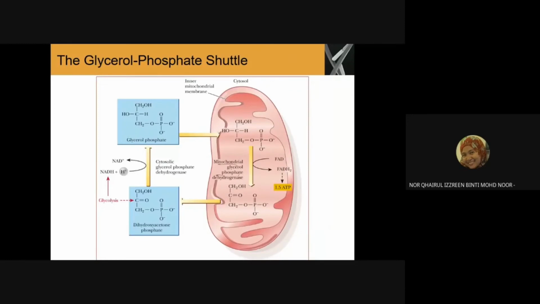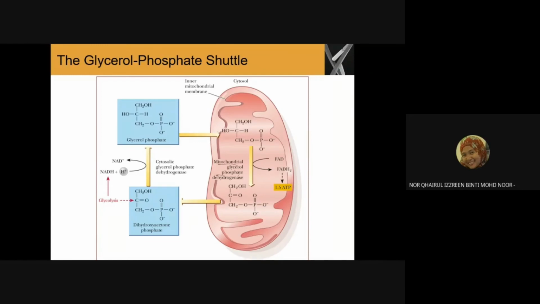This is the cytosol, here outside, and this is the mitochondria. NADH cannot cross the membrane. So what happens is NADH plus H plus becomes NAD plus. Where's the electron? This reaction is coupled with the reaction of DHAP, dihydroxyacetone phosphate, to glycerol phosphate. It transfers the electron, and from DHAP it forms glycerol phosphate.